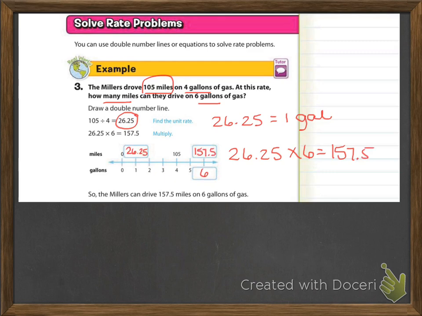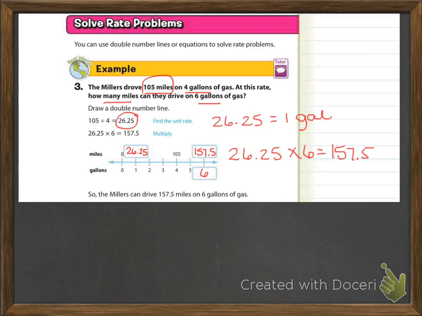So they want you to fill in the double number line just like I've done here. See the box just above the 1? That's where you would put the 26.25, and then you would put 157.5. Now the interesting thing, remember I told you when we solved unit rate problems before, is that once you find the unit rate, you can find anything.